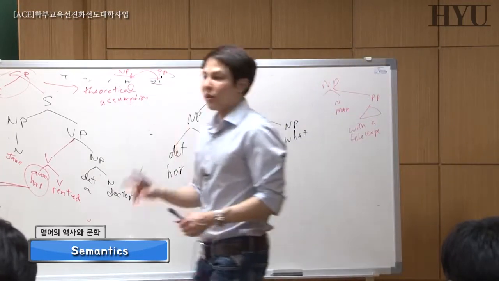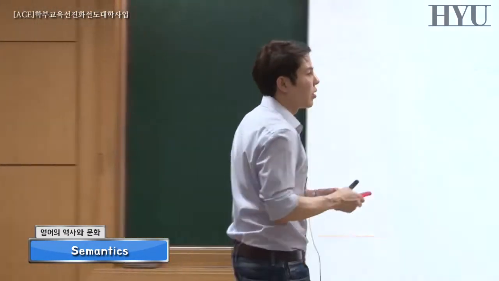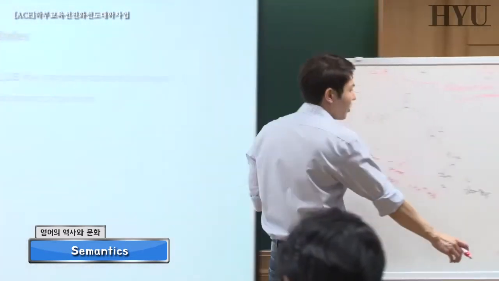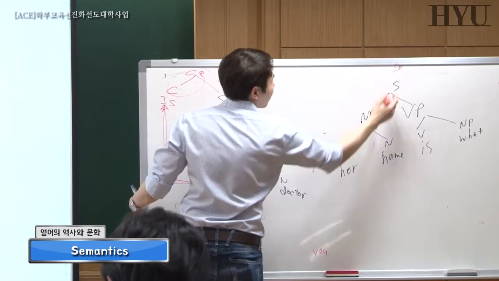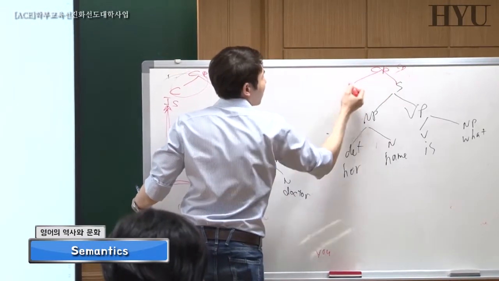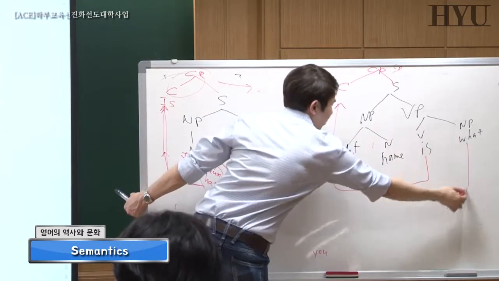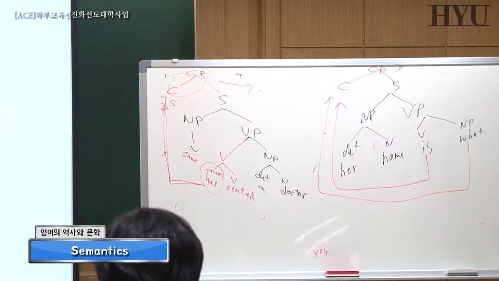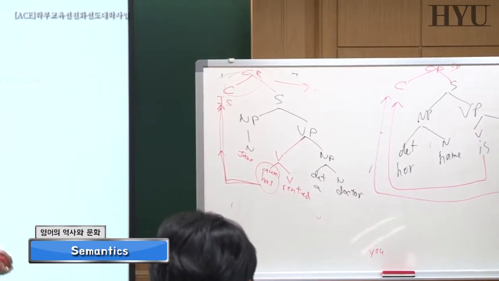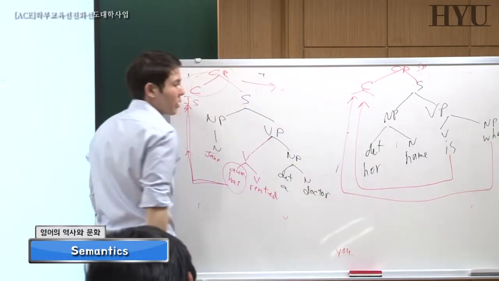So two things move. The word what, the WH word, and the is. So we have two things that move. And then we still have the CP here, the C. So this moves, and then the word what also moves to here. So we have two things here.